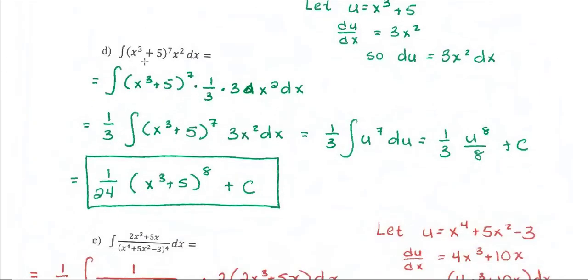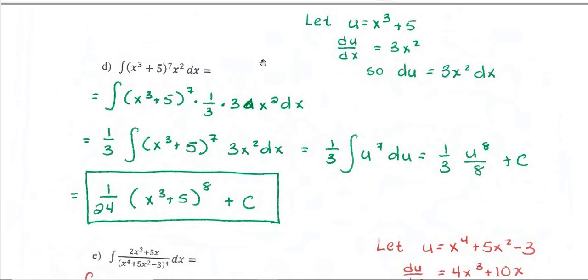Here, the integral of (x cubed plus 5) all to the 7th times x squared. So we'll let u be whatever's being raised to the power, x cubed plus 5. Then du/dx, the derivative of u with respect to x, would be 3x squared. But I notice a little problem here. This matches u exactly to the 7th, but this is just x squared, and I need it to be a 3x squared.